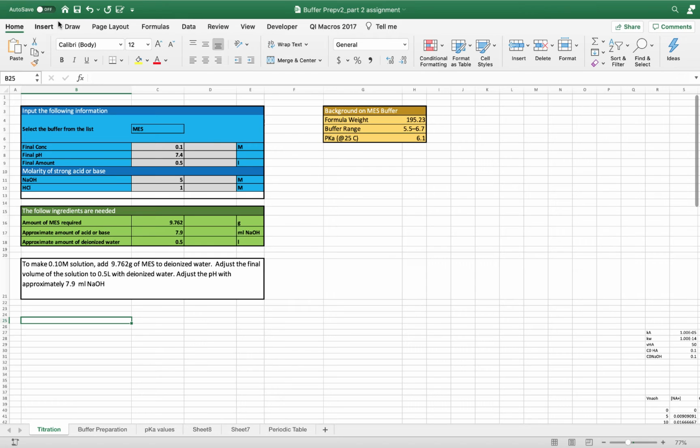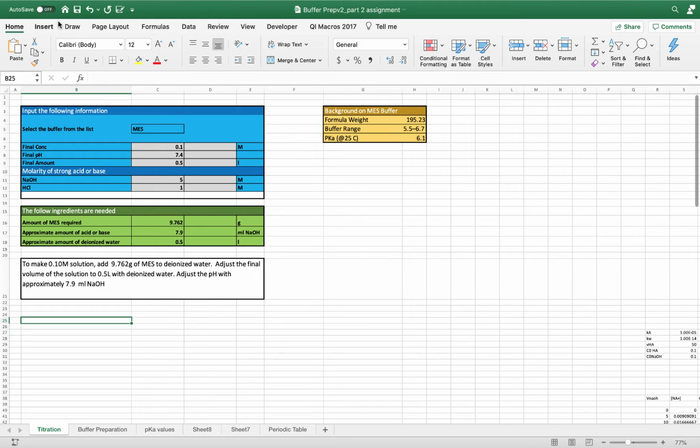Hi, this is part 2 of our Excel exercise on buffers. In this exercise, we are going to be creating calibration curves using a weak acid from our list of buffers. You are going to be creating a titration curve two different ways.